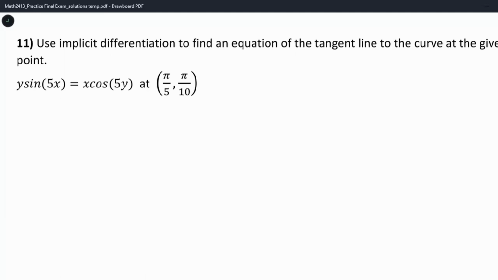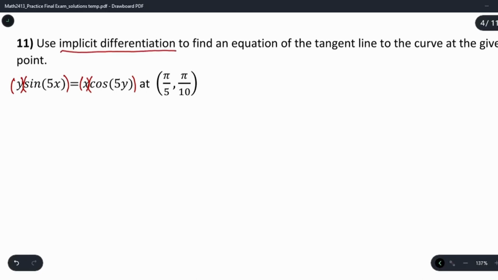Number 11, use implicit differentiation to find an equation of the tangent line to the curve at the given point. So, noticing on the left-hand side, we have y times the sine of 5x. That's going to require the product rule. On the other side, x times cosine of 5y will also require the product rule. And just as a reminder, when you're doing implicit differentiation, anytime you differentiate a y variable, you have to attach a y prime. Here we go.